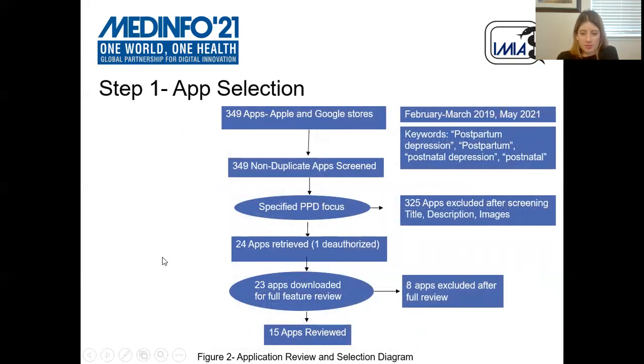All right, so I'm going to go into step 1. So this is our app selection process. So we started searching in the Apple and Google stores and obtained initially 349 apps. And of these, we excluded most of them, 325, because they did not have a focus on postpartum depression or PPD. So we were left with 24 apps, and of these, one was deauthorized by the App Store, which left us with 23 apps that we downloaded for full feature review.